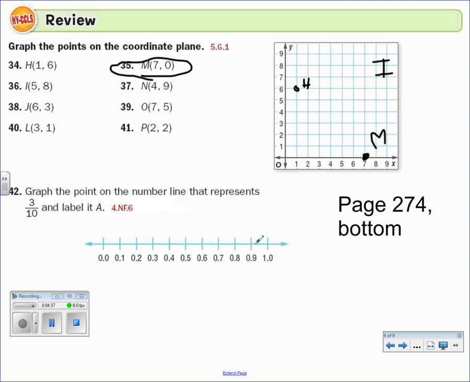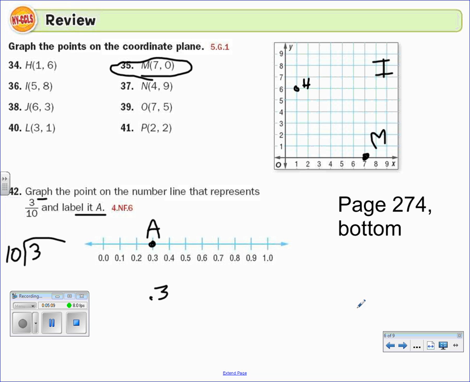Same thing here, really. It's just one number line. It's a fraction. These are decimals. 1 on top jumps inside, then you just divide. Although it's tenths, so you don't have to. 3/10 is just 0.3. So that's right here. Notice it says graph. That means put the dot and label. So that means write the letter. Right? We're going to be doing both on the coordinate plane.